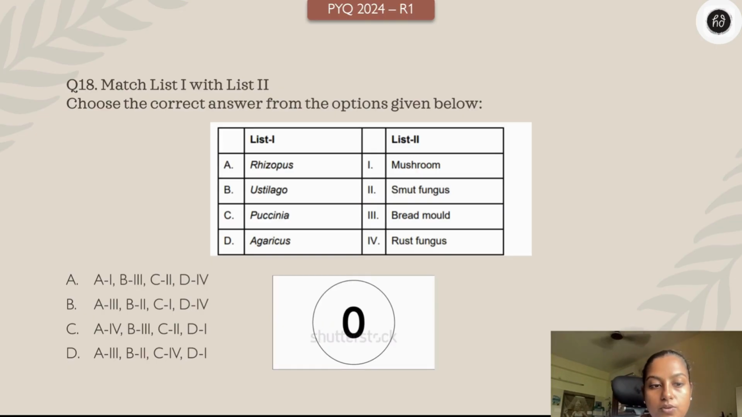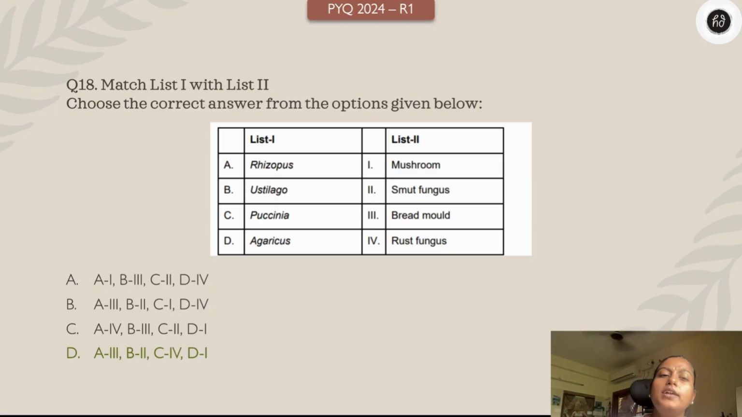Very good, so here goes the answer, option D. And I'll tell you one thing, children. Two things are very famous here, right? One is Rhizopus. Of course, it's a bread mold, A3. Now, when you consider A3, there are two options, so just wait. Another famous thing here is Agaricus, which is a mushroom, which you all know. D is 1. Again, only one option is having D as 1. So you cannot conclude here.